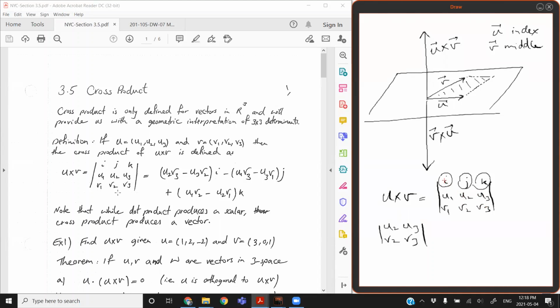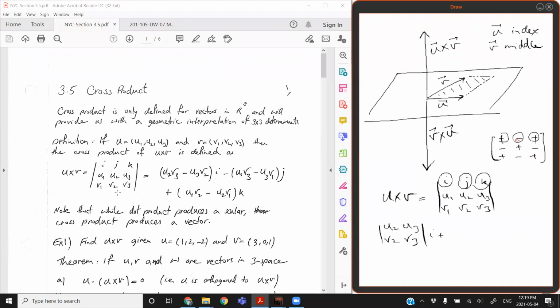Just imagine if I omit the first column and the first row, I will be left with this minor here. So that times I plus J times the corresponding cofactor. And the corresponding cofactor for J is minus whatever the minor is, because don't forget the pattern, it's plus, minus, plus, minus, plus, minus, plus, minus, plus. So for I, it's going to be the same as the minor. For J, it's going to be minus the minor. And for K, it's going to be the same as the minor.